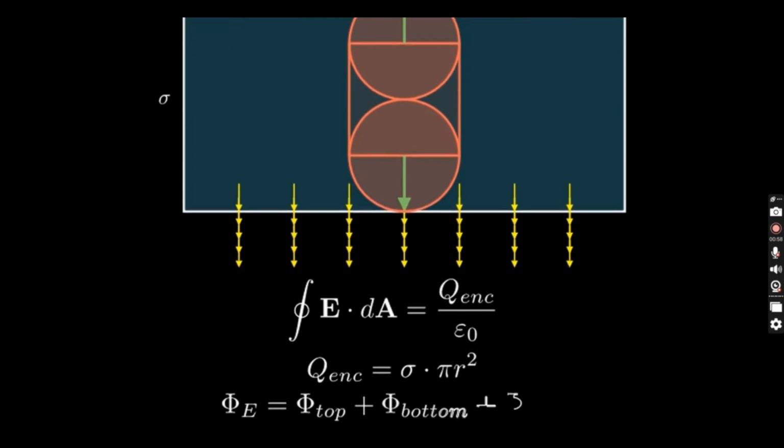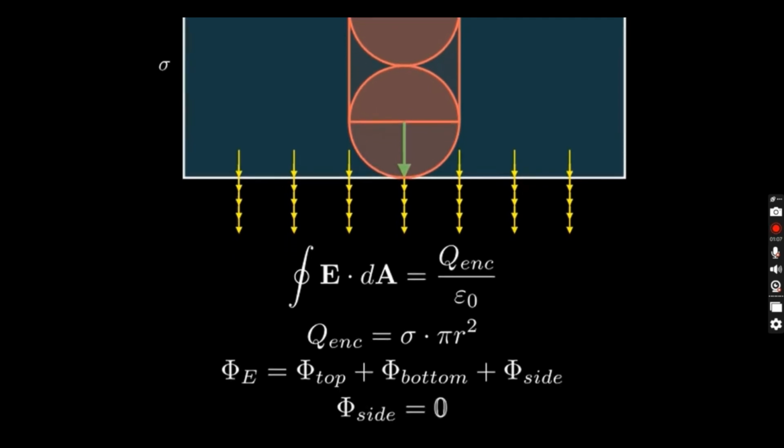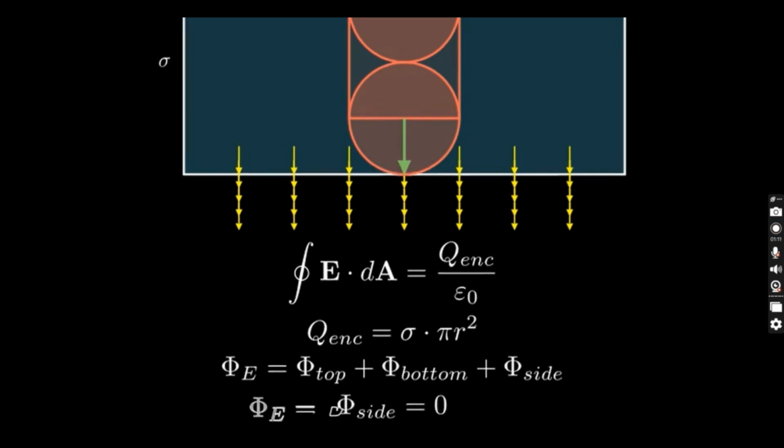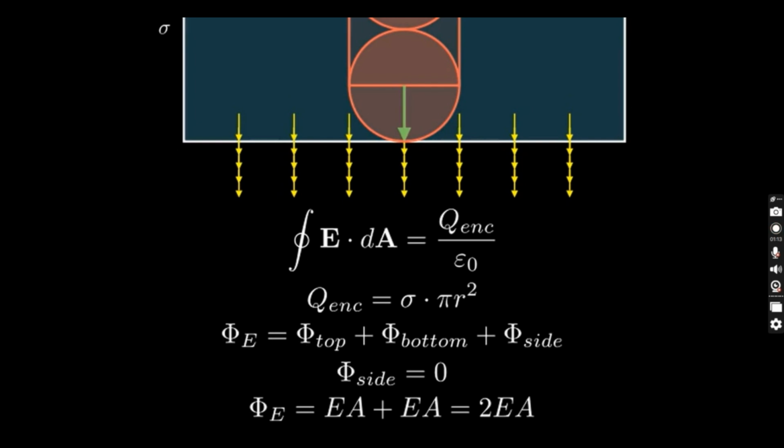Due to the symmetry of our setup, the electric field is perpendicular to the top and bottom faces of our cylinder and parallel to the curved side. The curved side doesn't contribute to the flux because the electric field is parallel to it. The flux through the top and bottom faces is E times the area of each face. Let's put it all together.